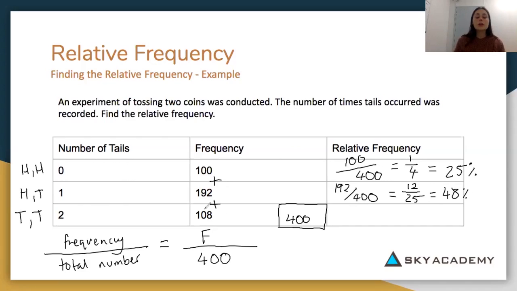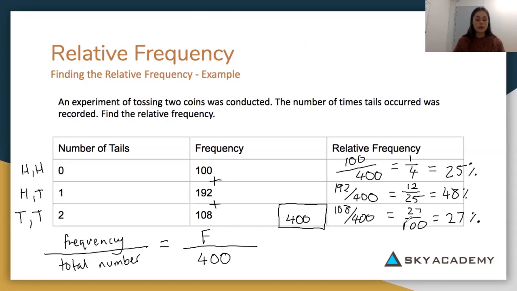And lastly, we're going to use the frequency of 108 times for occurring 2 tails divided by 400, which is going to give us 27 on 100, which is going to be 27%.